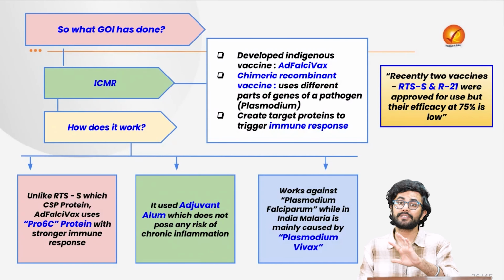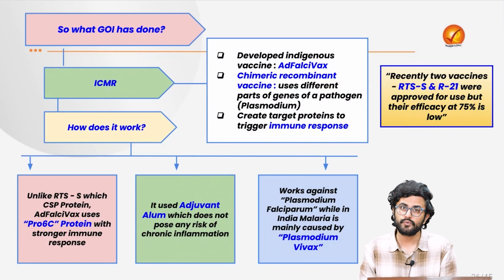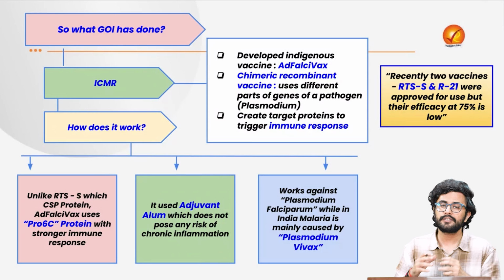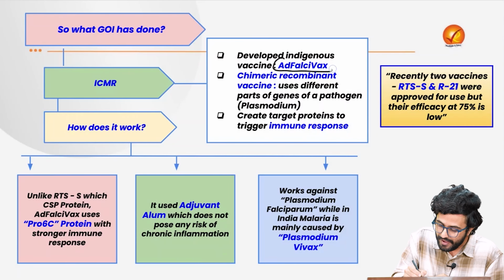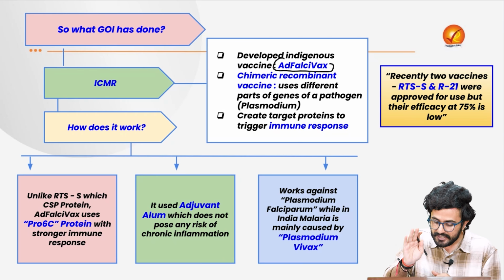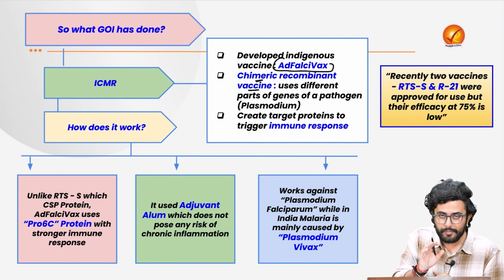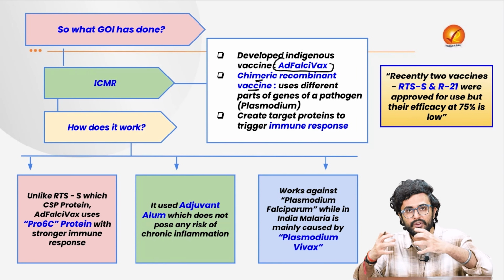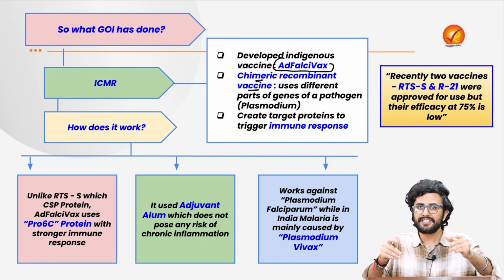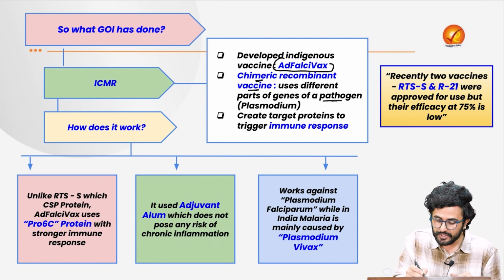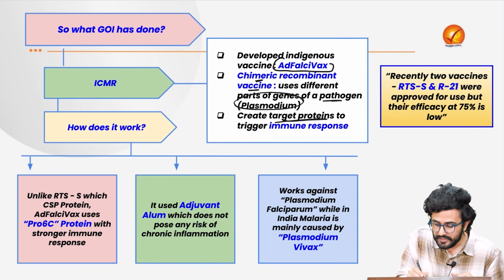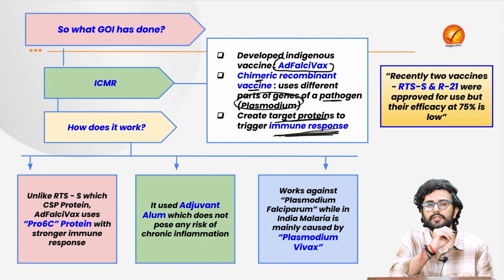First and foremost, you can recall a news item which we covered in the month of June, where the Indian Council of Medical Research has developed an indigenous vaccine called AdFalciVax, which is basically a chimeric recombinant vaccine. What is a chimeric recombinant vaccine? It basically uses different parts of the genes of a pathogen, in this case Plasmodium, and thus it creates target proteins, which ultimately trigger an immune response.